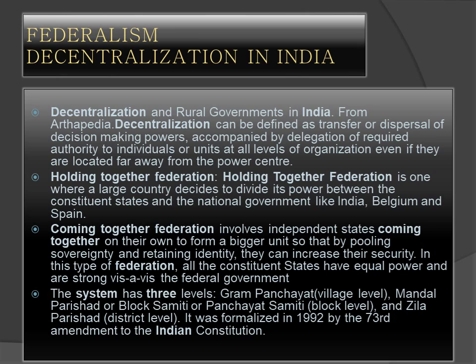At the Indian third level, that is the municipality level, there are also three tiers. Number one is the gram panchayat at village level, followed by the mandal parishad or block samiti or panchayat samiti at the next level, that is block level, and the highest level in the third tier of government in India is the zilla parishad, that is district level. It was formalized in 1992 by the 73rd amendment of the Indian Constitution.